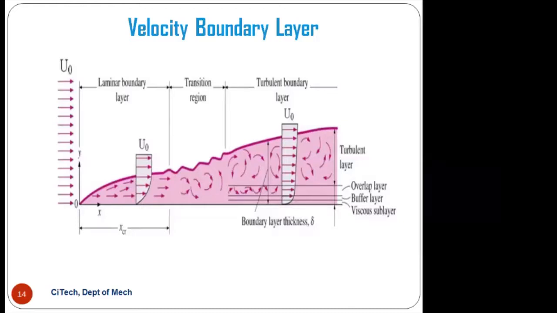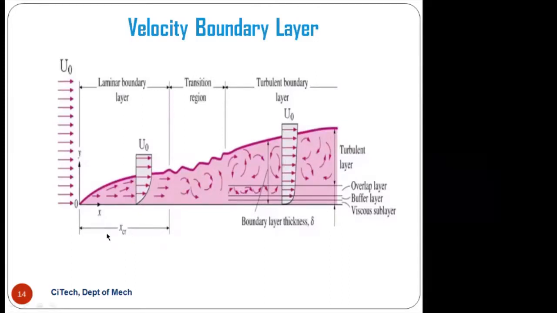So we already know the concept of the boundary layer and boundary layer thickness. Now we are going to discuss the velocity boundary layer. From this figure, this is the plate and the flow over the plate occurs here. This is the leading edge and this is the trailing edge, and this distance is X_CR.